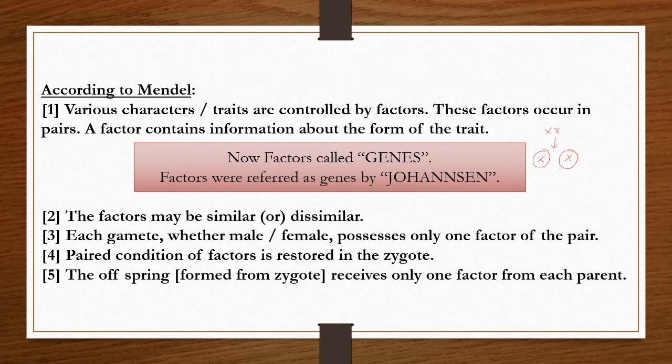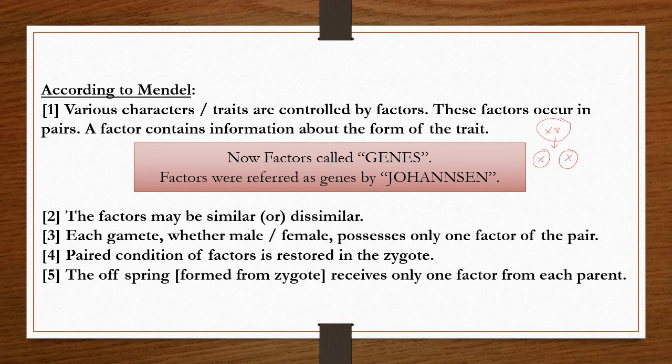What he is saying is that the factors are present in paired form in the diploid cell. They are paired, and the gamete gets only one out of this pair, only one factor is present in a gamete. Then when it becomes paired again, the paired condition of the factors is restored in the zygote. The zygote is formed due to fertilization.